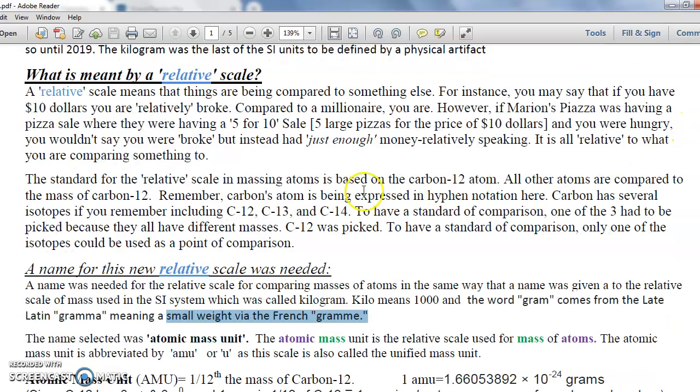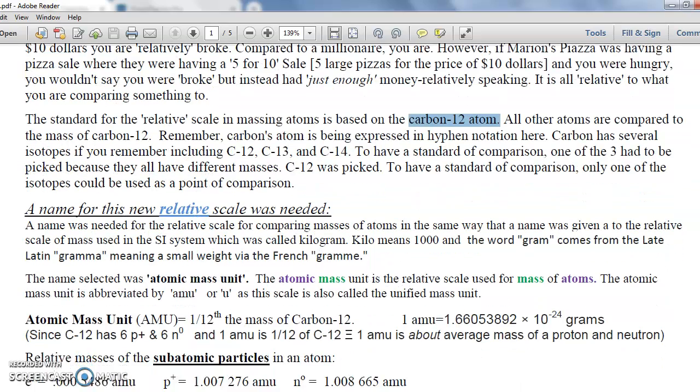In terms of atoms, what do they compare the mass of atoms to? They had to compare it to something else. They chose the carbon-12 atom as a point of comparison. It's just what they picked. The carbon-12 atom is an isotope of carbon that has 6 protons and 6 neutrons. They picked carbon-12, so they compare everything to carbon-12.